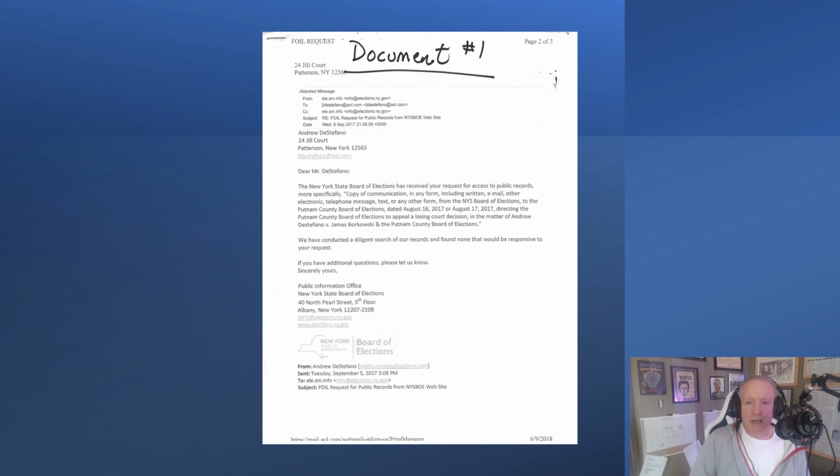All right. I drove up to Albany, 90-something miles away, to the Board of Elections. I drove all the way up there to file a FOIL request, Freedom of Information Law. I wanted a copy of the order from the New York State Board of Elections ordering the Putnam County Board of Elections to file an appeal in a losing court case. And I referenced the case.